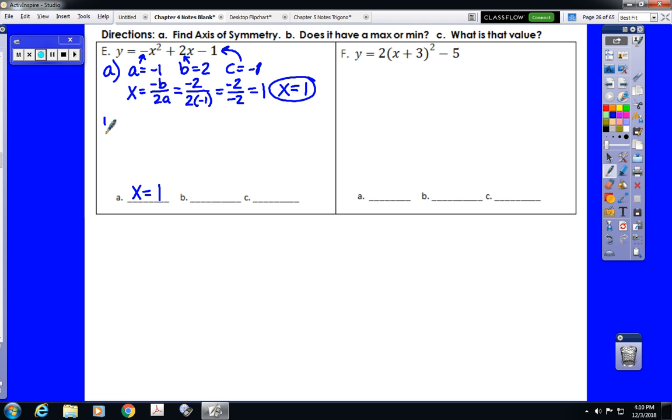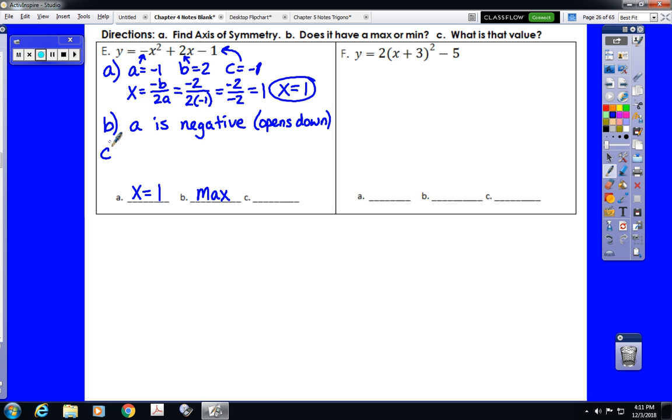Now, for part b, whether it is a maximum or a minimum depends entirely on the a value. In this case, a is negative. We discussed on an earlier slide that if a is negative, that tells us that this particular parabola opens down. And if the parabola opens down, that means our vertex is the top point, the highest point in that shape, which would be a maximum value.